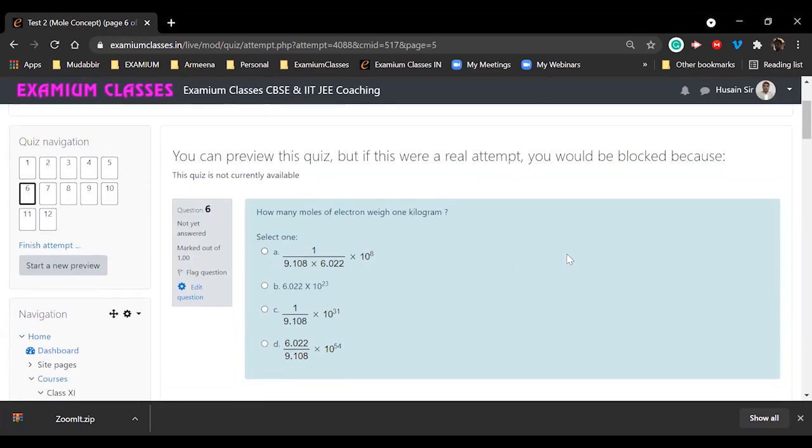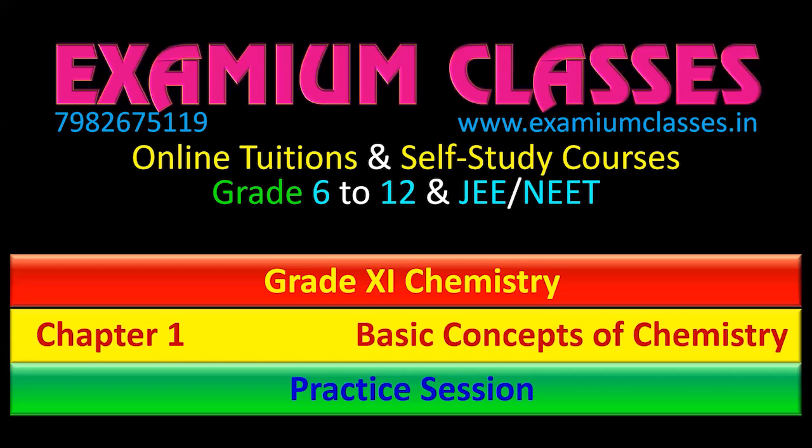How many moles of electrons weigh 1 kilogram? This was the question. It actually says in 1 kilogram of electrons, how many moles of electrons will be there. So for that, you need to calculate in 1 kilogram of electrons, how many moles.